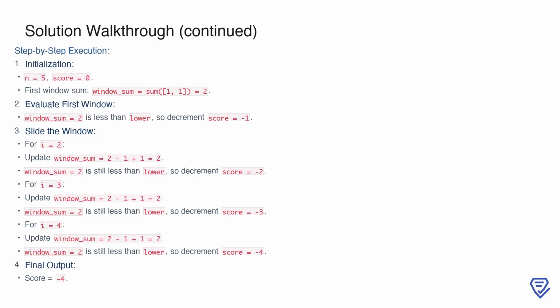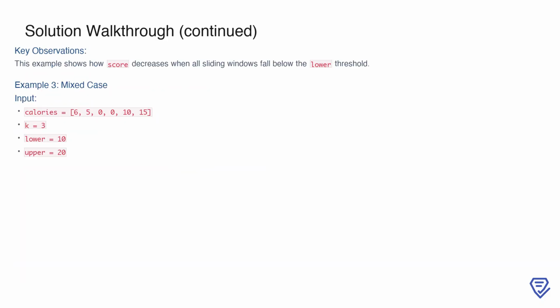by 1 each time. By the end of the array, after sliding the window to cover all possible positions, the score reaches minus 4. This example illustrates how the score can decrease when all sliding windows fail to meet the lower threshold. Every window sum contributes to a negative adjustment in the score.